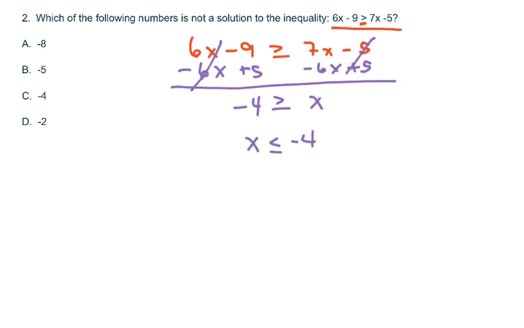Now we have to look at our multiple choice answers. Which answer is not less than or equal to negative 4? Negative 4 works because negative 4 is less than or equal to negative 4. But negative 2 is the only number that's greater than negative 4. So D is our answer. Let me cross that out.